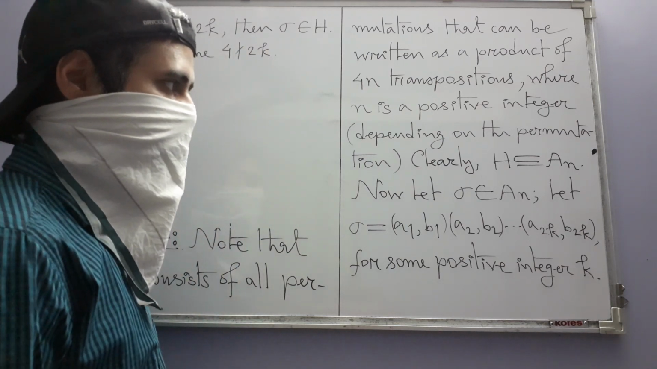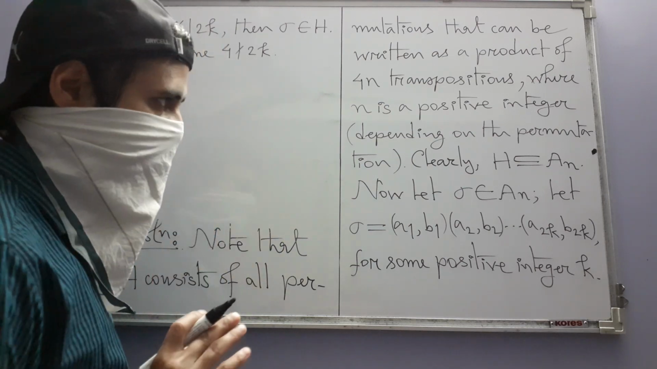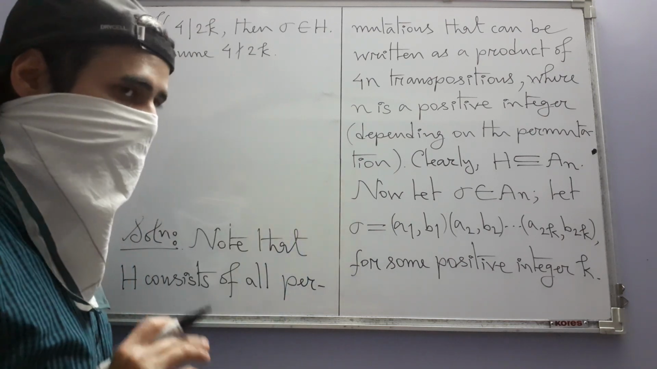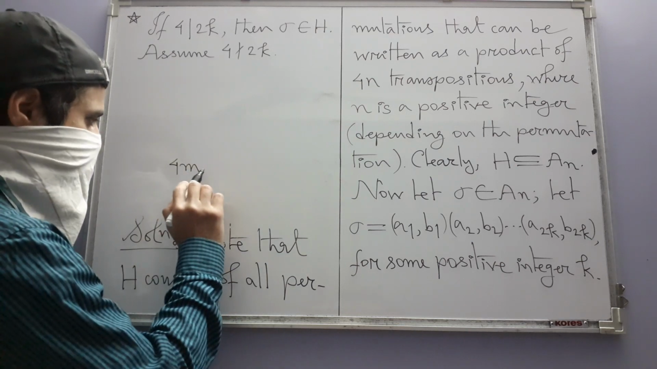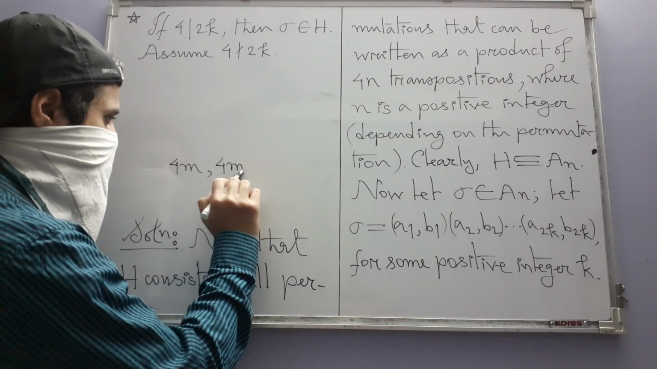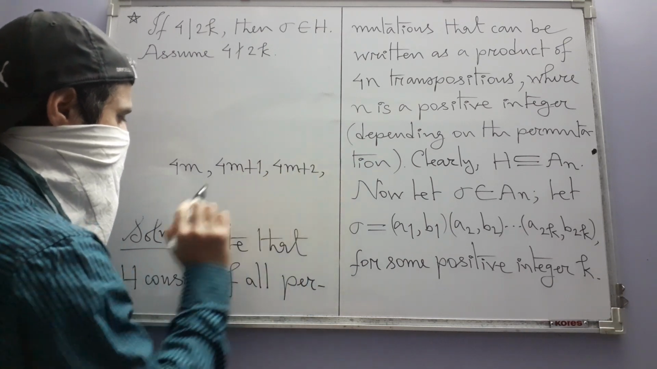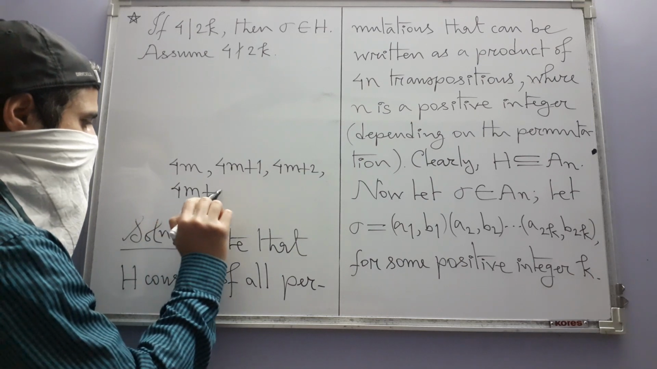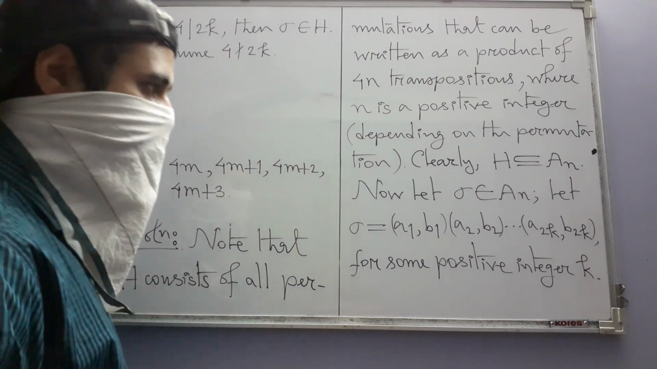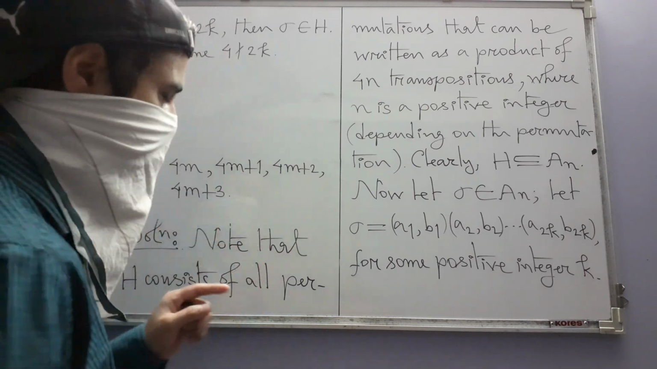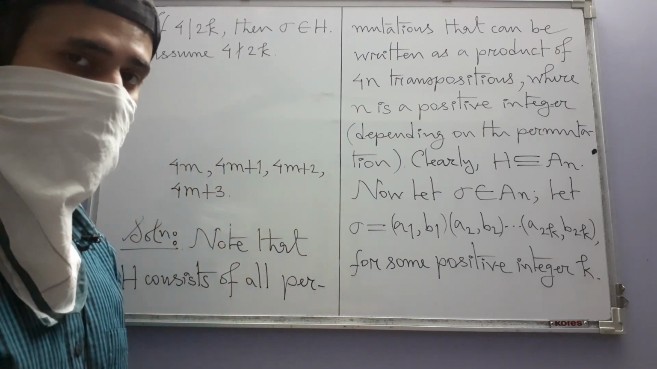Now we know from the division algorithm that any integer is of one of these 4 forms. That is, either it's of the form 4m or 4m plus 1 or 4m plus 2 or 4m plus 3, where m is some integer. Any integer whatsoever you choose from the set of integers, it will be of exactly one of these 4 forms.